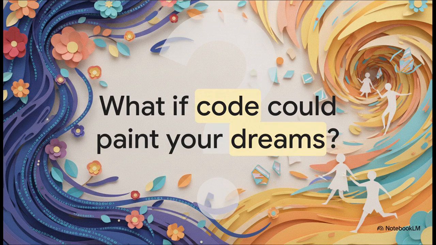Just ask yourself for a second, what if code could literally paint your dreams? Imagine a multi-agent AI system that can visualize your subconscious directly from raw text. We're not talking about just typing a prompt into a standard image generator here. No, this systematically decodes the archetypes of your mind and mathematically renders them into a fully interactive space. That is the whole ambition behind Oneiromantia.